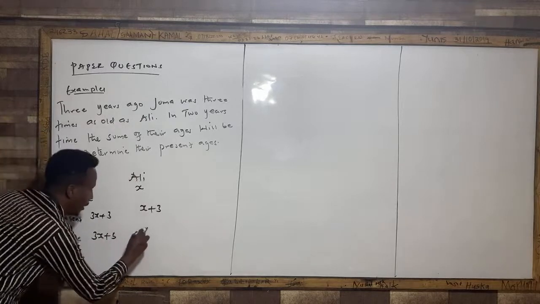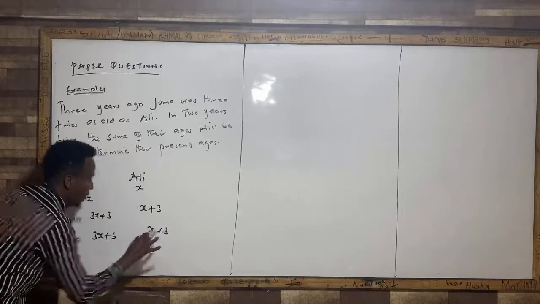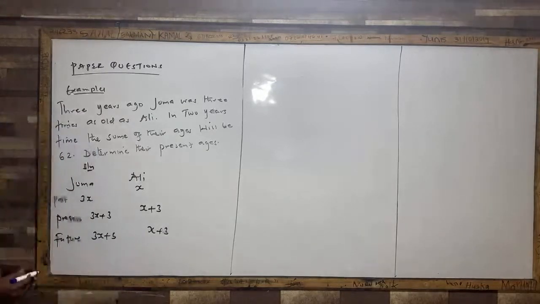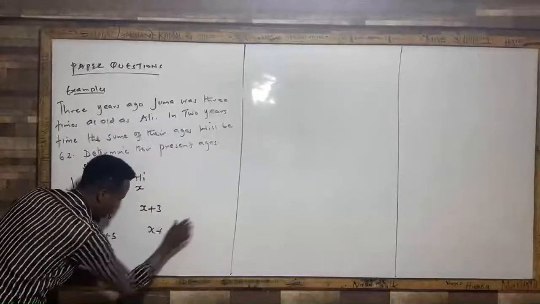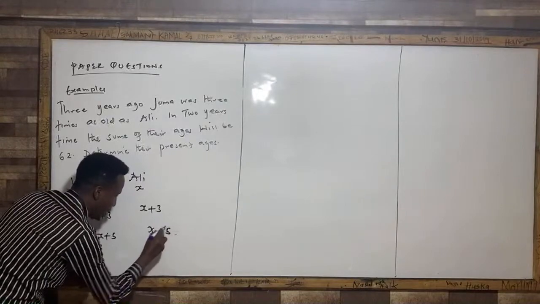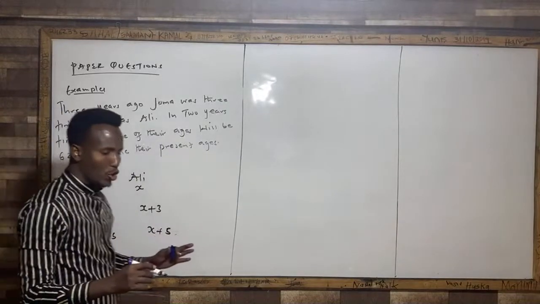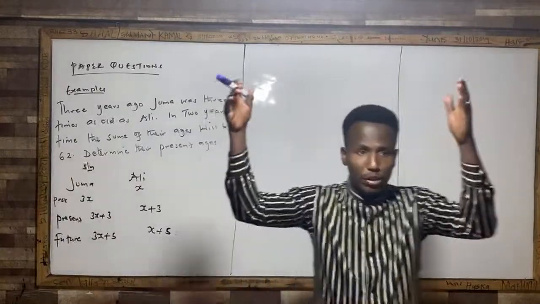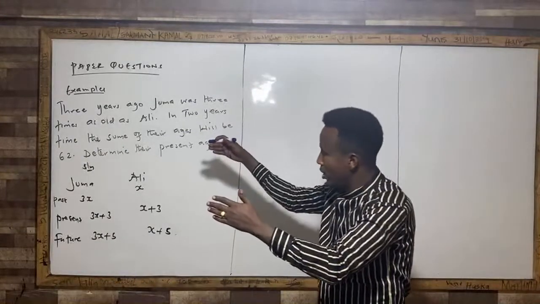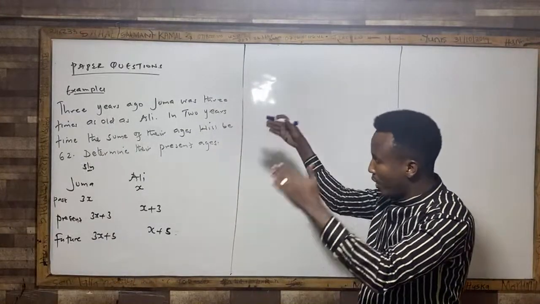Here it will be x plus 5. Remember, we are saying plus 5 because we are going to the future, so we are adding. Remember, we left the past, we come to the present.